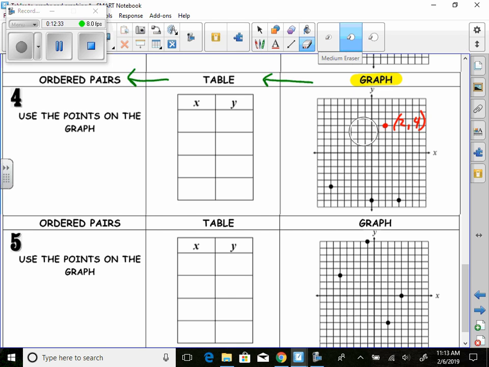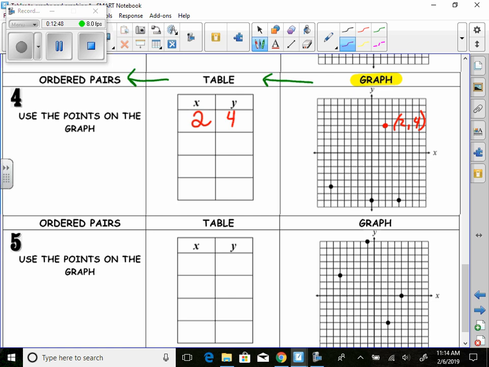Again, try not to do any of this connecting on the graph if you can avoid it. If not, go ahead and do it. But like I said, it can get a little messy on your graph. So our first point is 2, 4. So x is 2, y is 4.